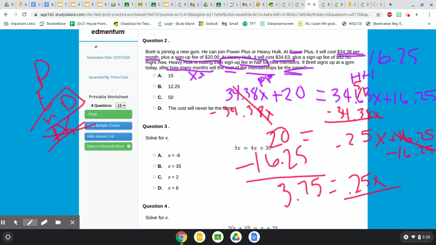So this is saying 0.25 times x, so I need to divide to keep things balanced. So when I type that in, 3.75 divided by 0.25, that gives me 15. I know anything over itself is just 1, so that's 1x or just x. So x is 15. So x represents months, right? So it's telling me in 15 months, it will cost exactly the same amount of money. So A is my solution here.